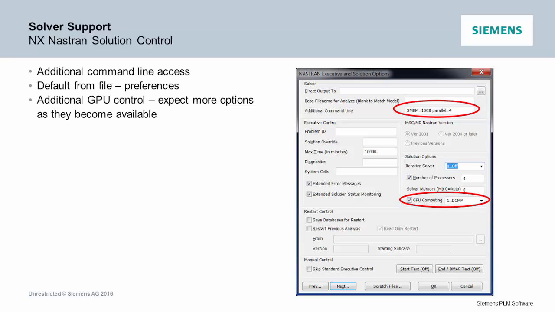And we added some more options on the GPU computing. We found that the GPU computing accelerates certain parts of the solution sequence in Nastran, and I think it actually decelerates other parts. So with this, you control which parts you want the GPU to work on.